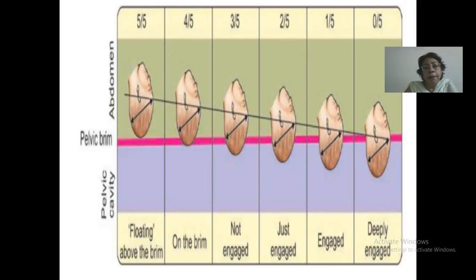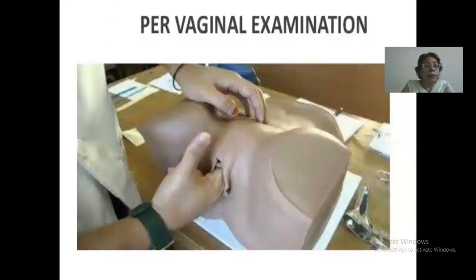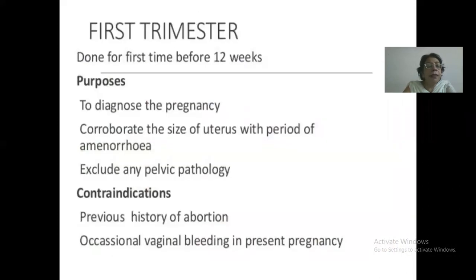And how do you know by PV examination? You know by PV examination that the presenting part is lying at the level of the 0 station or ischial spine, and no more head is palpable per abdomen. Now this is the per vaginum examination you do with 2 fingers, your index finger and your middle finger of the right hand. In the first trimester, it is done for the first time before 12 weeks.